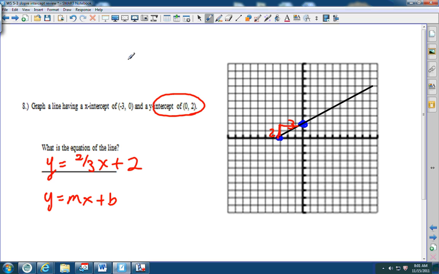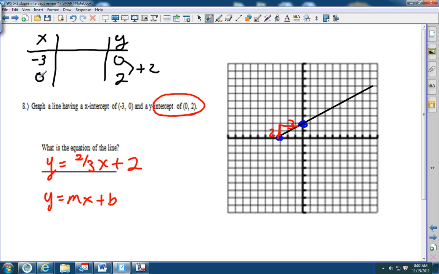Another way that you could do this, if you didn't have a graph or you didn't want to do it that way, you could build a table and put (negative 3, 0) and (0, 2). Remember x then y, and do delta y over delta x and find your equation that way. It would have been the same thing. Plus 2, plus 3, where my slope is 2 over 3, and you already had your y-intercept.